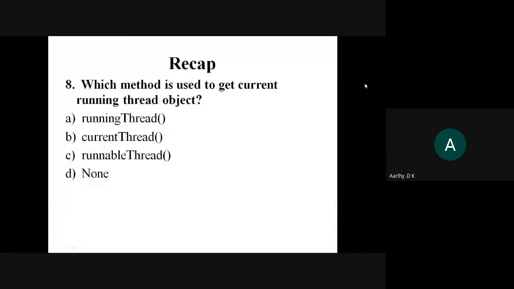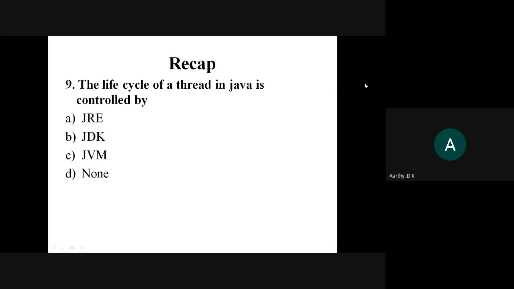No, A is not your answer. The answer is B, currentThread. So remember currentThread().getName(). It will return the name of the current thread. So currentThread is the method that will return the thread that is in execution, the thread that is being run.